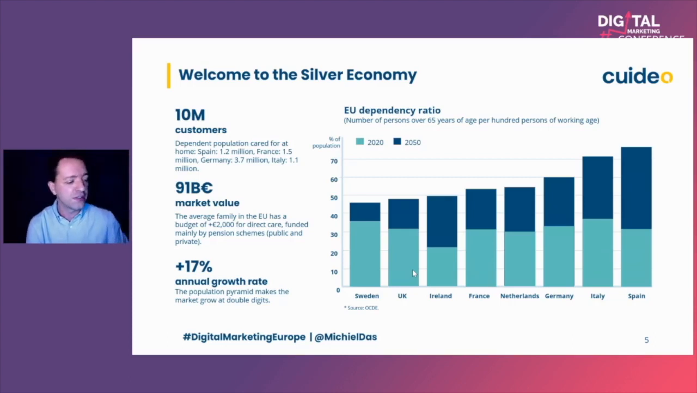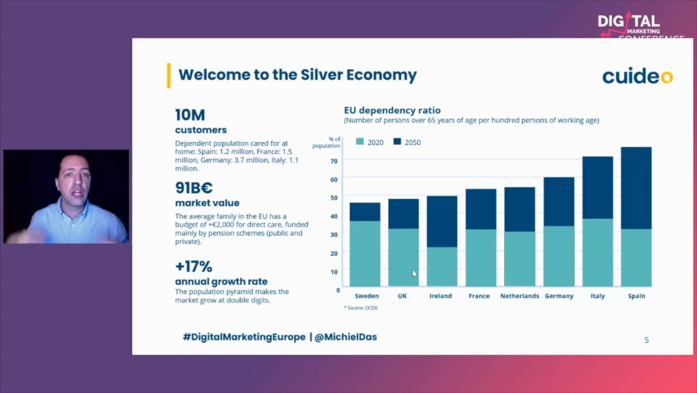And furthermore, there's an annual growth rate, right? So every year there's a 17% increase in growth, right? Which means that every year 17% more people join this specific niche, focused around the silver economy. And as you can see again on the slides, right? Spain, then followed by Italy, and then followed by Germany, is one of the leading countries in that sense, because Spain has the most aging population of Europe in general, right?